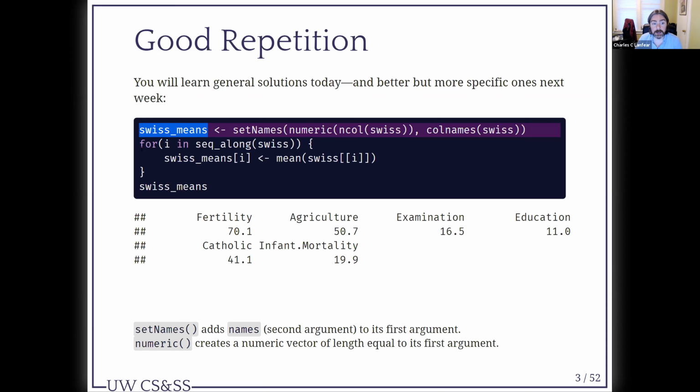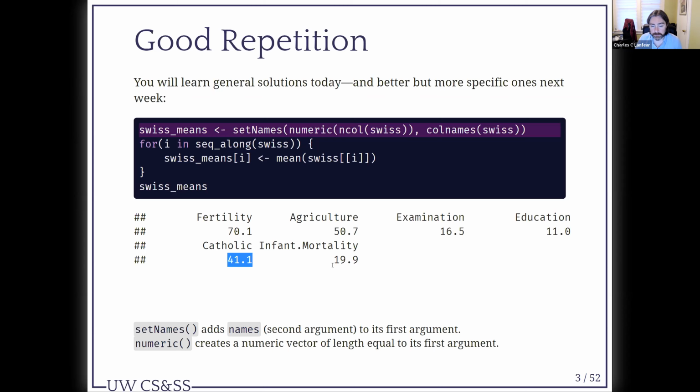And then I'm saying, what I want you to do is for some value in a sequence along the Swiss data set, I want you to assign to each value of Swiss means the mean of the Swiss data set for a given column. So this loop here, we're going to walk through the stuff. It's okay to not understand what this is. If I say Swiss means now, what's happened is it has correctly assigned all the mean values for every one of these columns.